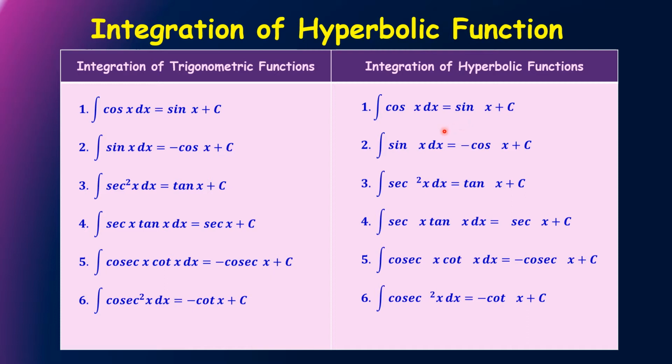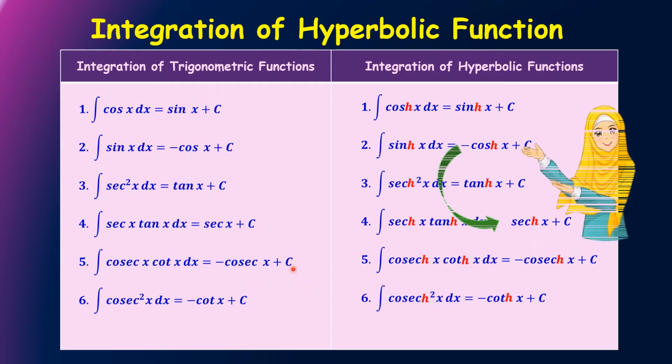Now, what about the formulas for integration of hyperbolic functions? If you look at the left and right columns, both are very similar. The difference is that in hyperbolic functions, an h needs to be placed behind each one. And the first 3 functions are positive when integrated, while the last 3 functions are negative when integrated.